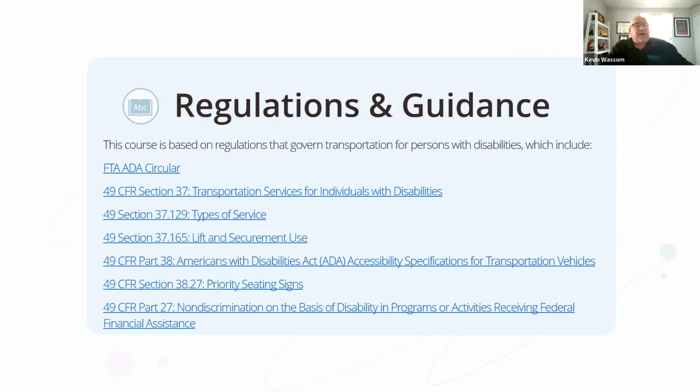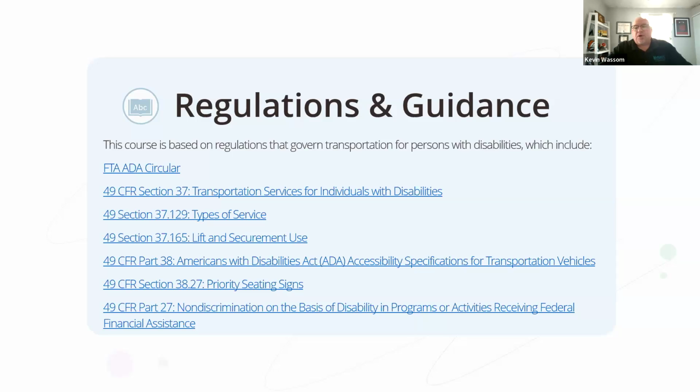The specific regulations are the next few listed here. Part 37 deals with transportation services for individuals with disabilities. These are regulations in addition to the actual ADA. The ADA is the Department of Justice regulation. The FTA section is sectioned out to be in its own section of the federal regulations.